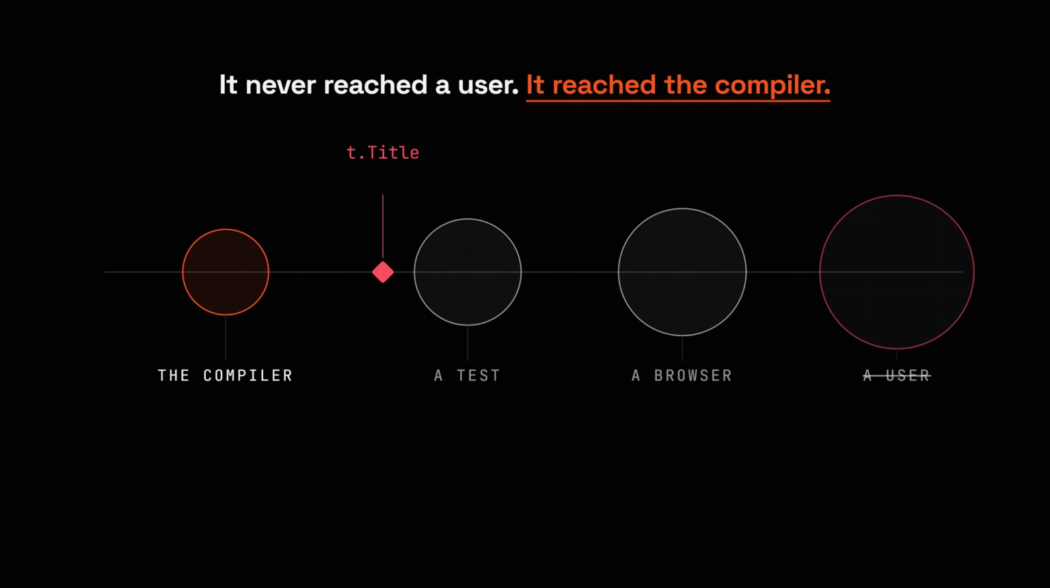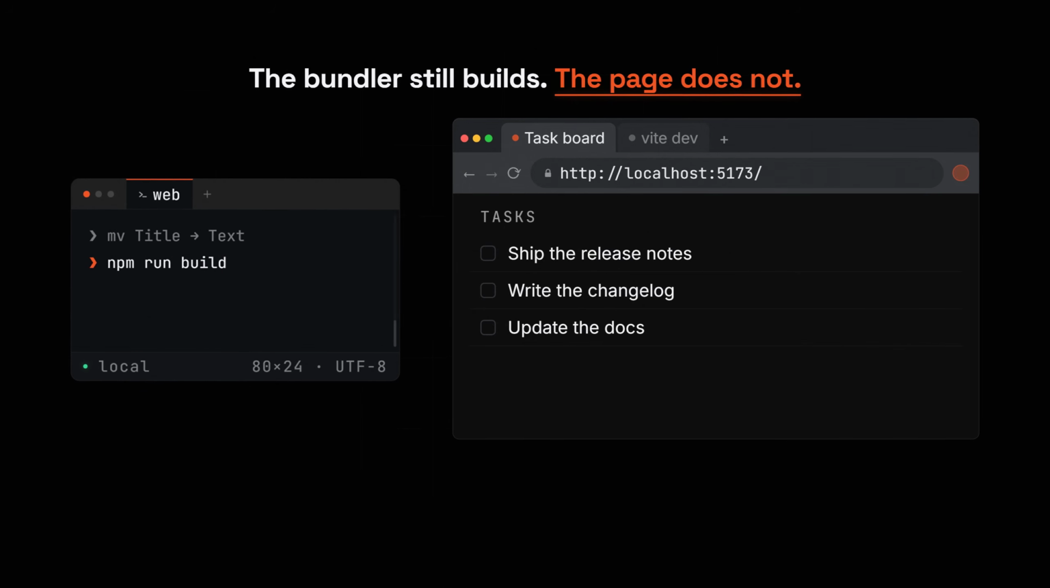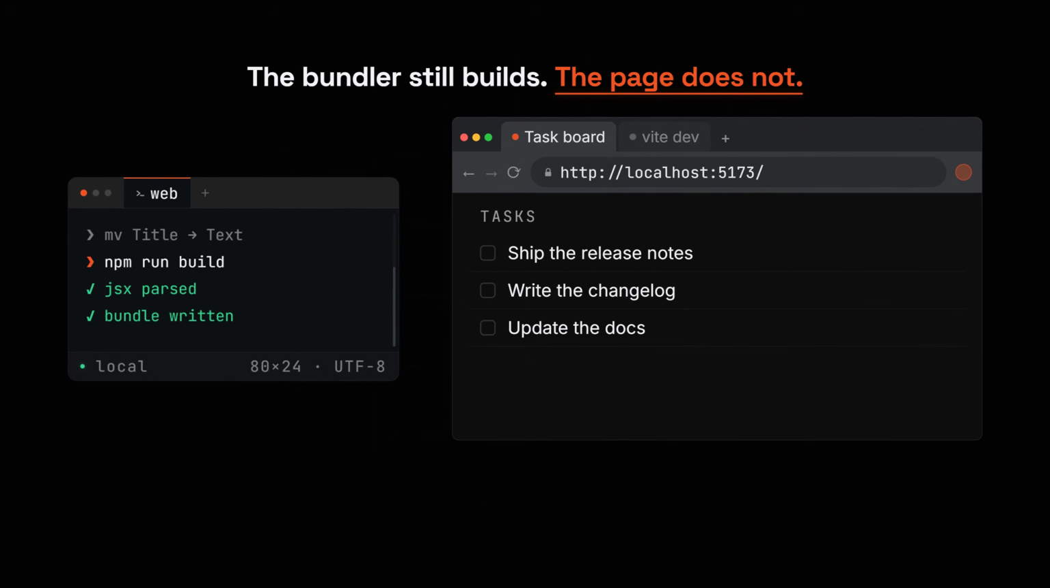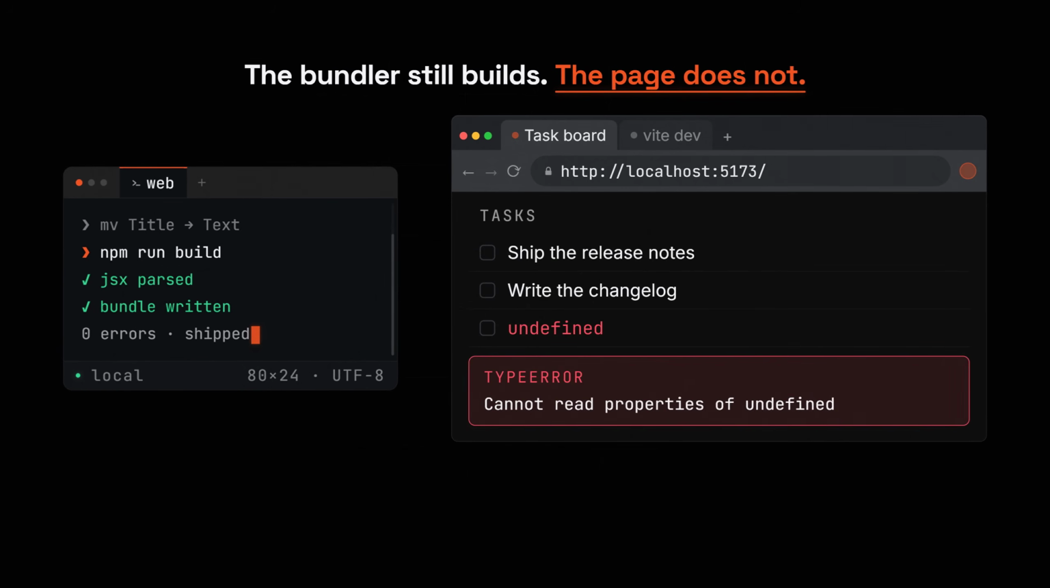The bug never reached a browser, a test, or a user. It reached the compiler, which is the cheapest place on earth for a bug to land. Compare the JSX path. Rename the field, and the JSX still parses. The bundler still builds. The page renders the literal word undefined, or, 1 level deeper, throws cannot read properties of undefined at a user at runtime.